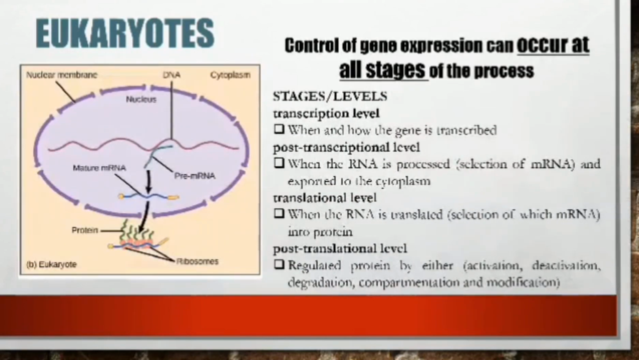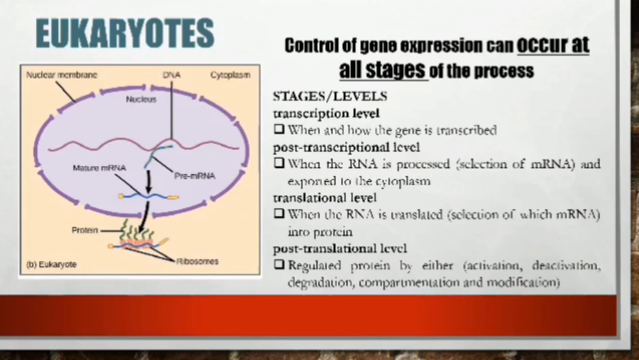On the other hand, we have the control of gene expression in the eukaryotes. As stated, it can occur at all stages of the process. Written down below are the stages or levels. First, the transcription level. It is when and how often a gene is transcribed.